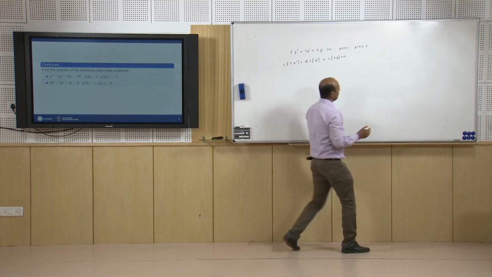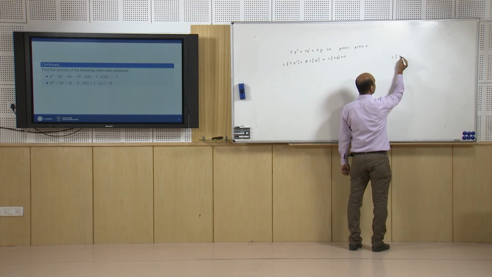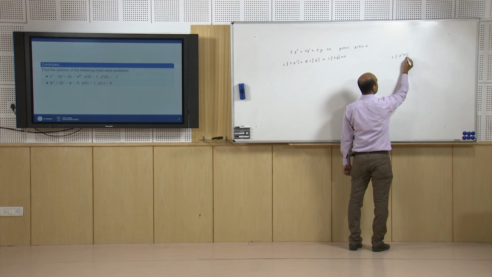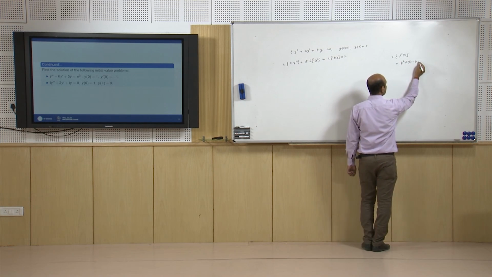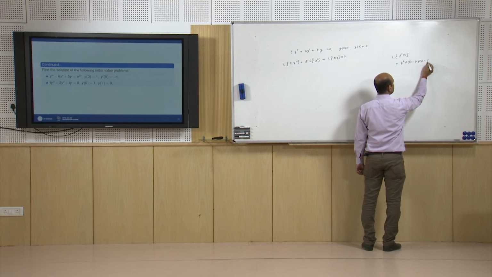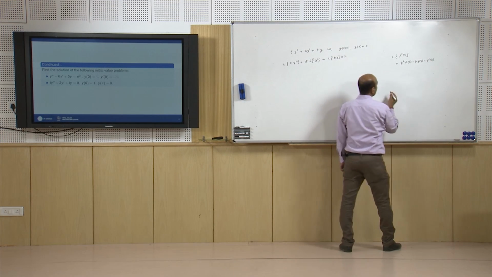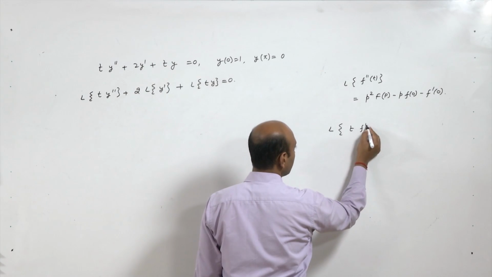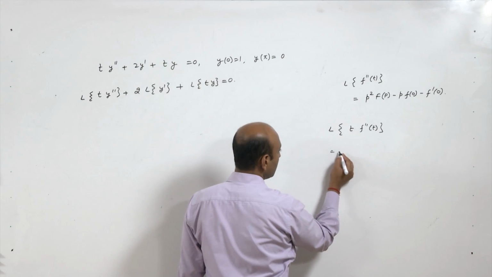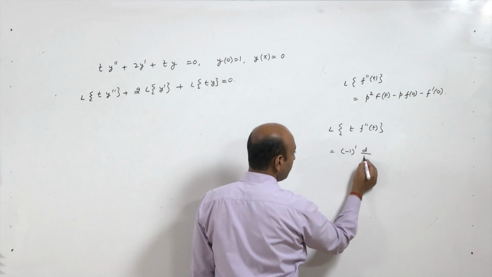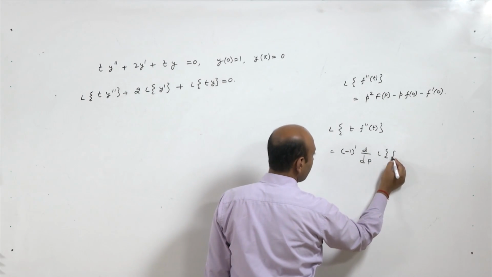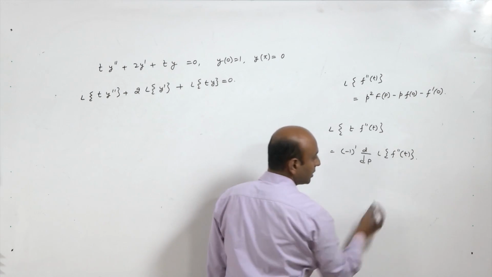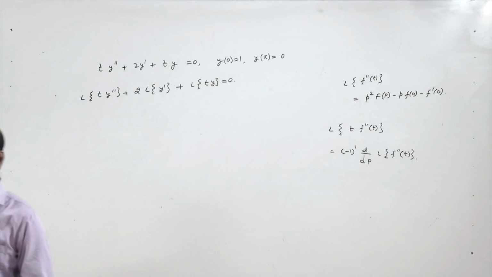Now, what is the Laplace transform of f double dash? The Laplace transform of f double dash t is nothing but p square F p minus p f 0 minus f dash 0, and the Laplace transform of t f double dash will be minus 1 to the power 1 d by dp of the Laplace transform of f double dash t, by the property of multiplication with t.